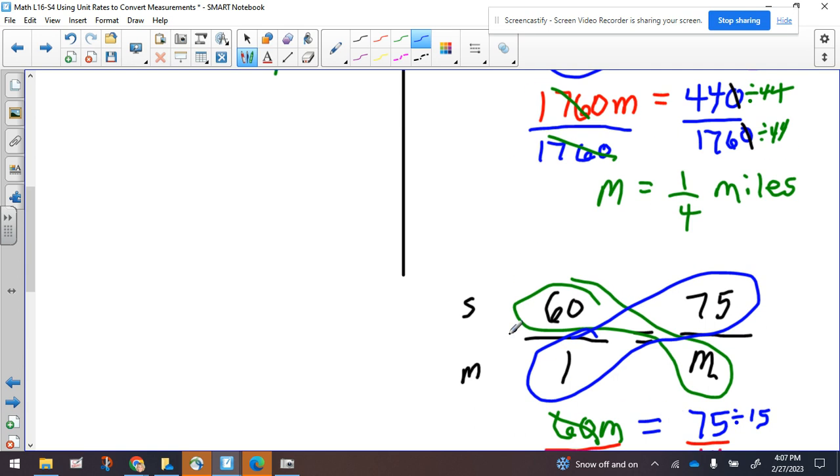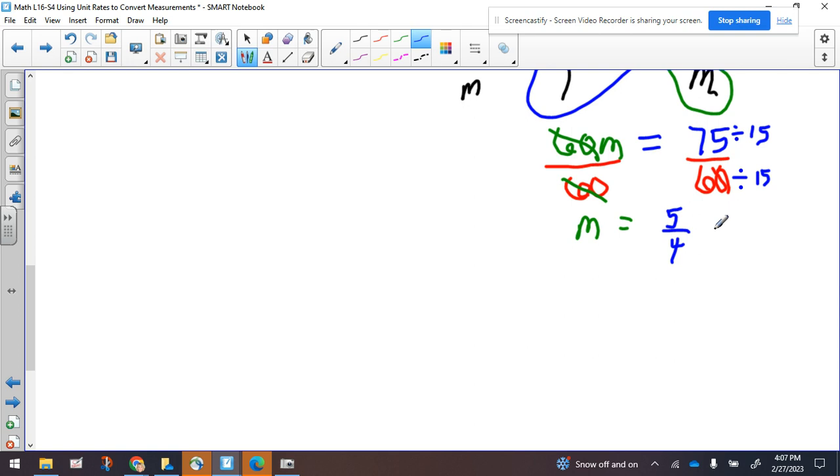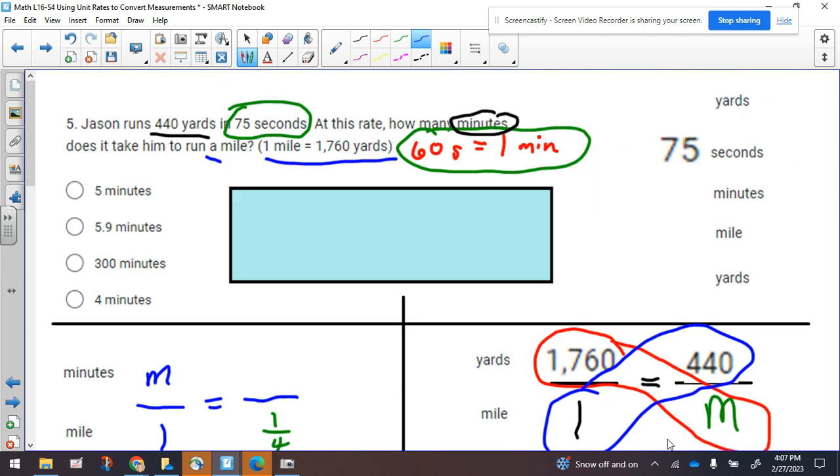So again, we have to remind ourselves, what does the m stand for? Recall that that stands for minutes. So this is 5/4 minutes. So just to recap, this is equal to 5/4 minutes. And the 440 yards is equal to 1/4 of a mile, just so you're understanding where these numbers are coming from and what they mean.